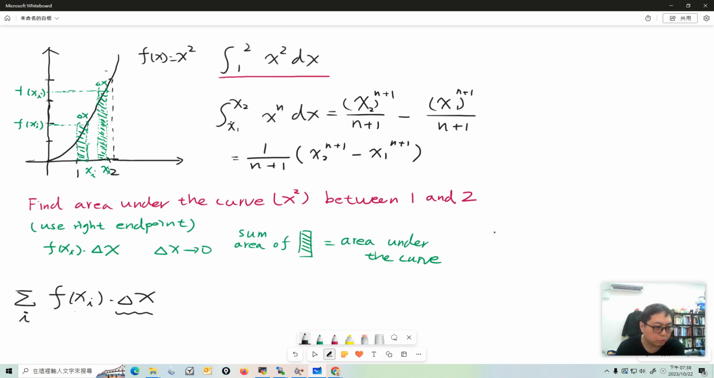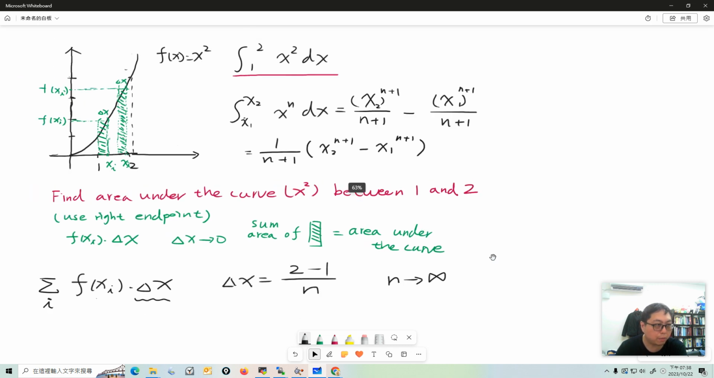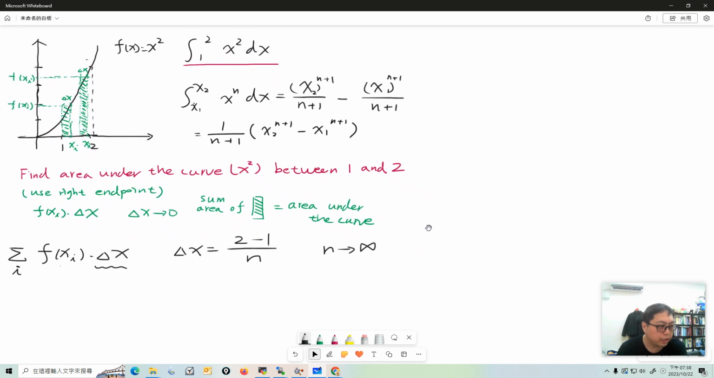So we can slice this. Our delta x is equal to the range, 2 minus 1, divided by n, and n is approaching infinity. That's why we have very, very many small delta x, so that means our n is very large. And the other problem is, what is xi? Here we use the right end because our range is between 1 and 2.